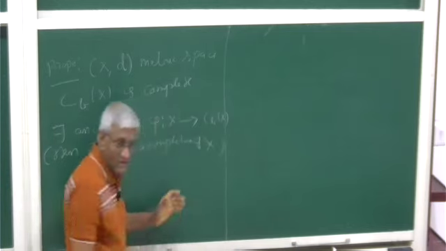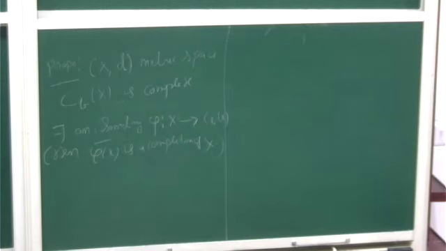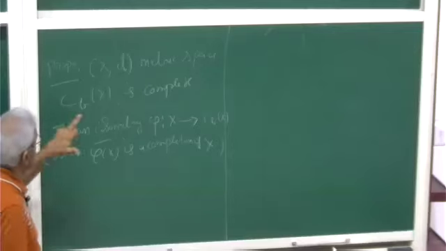And we know completions are unique up to isometry. We have already proved that completions are unique up to isometry. So this is one of the completions, up to isometry. You can say this is the completion. So this is the statement I want to prove.